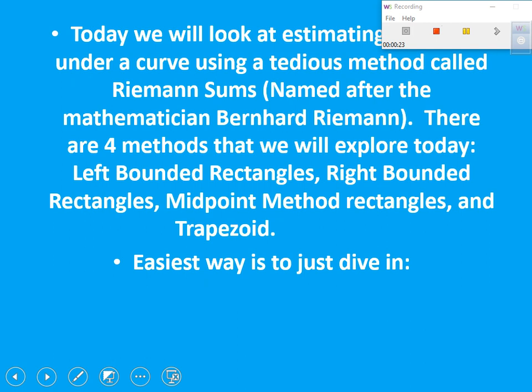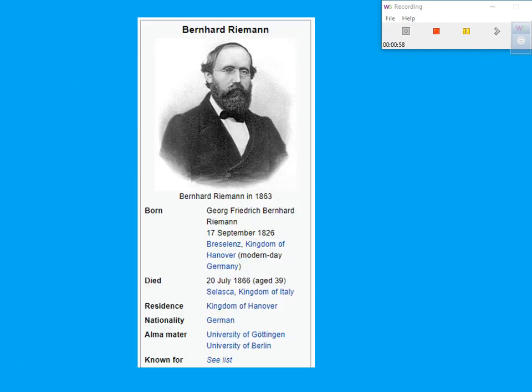It was discovered in the mid-1800s by a guy named Bernard Riemann. I have a beautiful picture of him on the next slide. Look him up on Wikipedia. There's four methods that I'm going to show you today: left-bounded rectangles, right-bounded rectangles, the midpoint method, and the trapezoidal method. The best way to do this is to just jump in at it. So there's Bernard Riemann. Kind of cool that we're still doing today something that was discovered in the mid-1800s. So I kind of think that's neat.